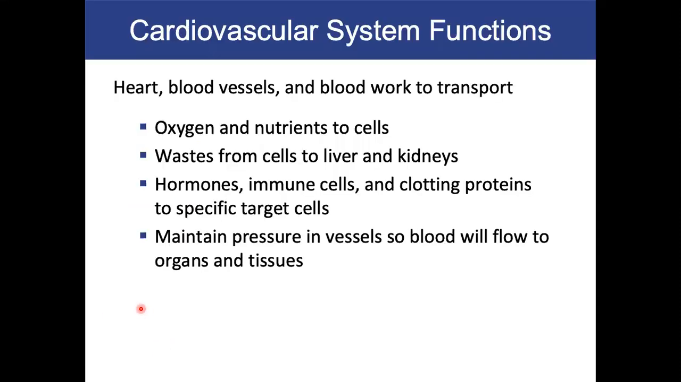The cardiovascular system functions. So, what does the cardiovascular system do? Obviously, it's made up of the heart, blood vessels, and contains blood. They all work to transport oxygen and nutrients to cells and waste from cells to liver, kidneys, and lungs, right? So, when I think of wastes, think of carbon dioxide, urea, creatinine, things like that. They transport hormones, immune cells, and clotting proteins to target cells. And the goal of that heart and those blood vessels are to maintain pressure in the vessels so blood will flow to organs and tissues.